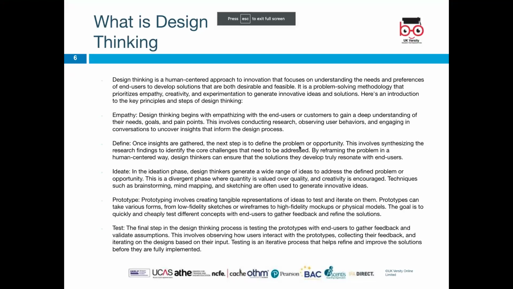The last one is test. The final step in the design thinking process is testing the prototypes with end users to gather feedback and validate assumptions. This involves observing how users interact with the prototypes, collecting their feedback, and iterating on the design based on their input. Testing is an iterative process that helps refine and improve the solutions before they are fully implemented.